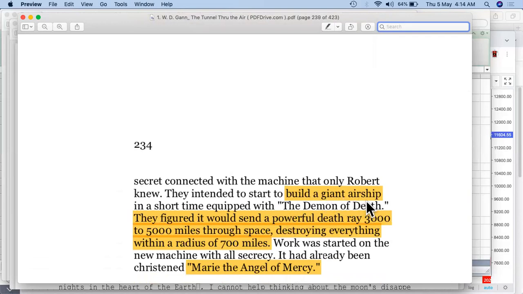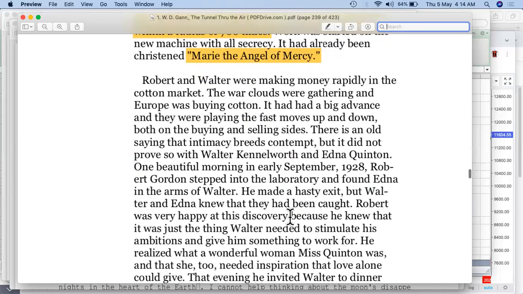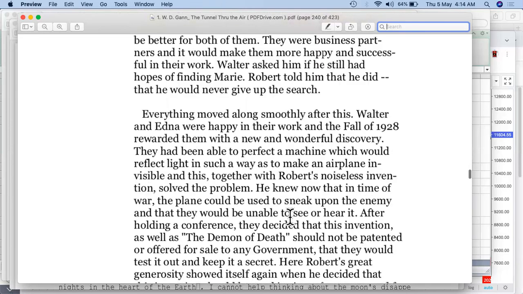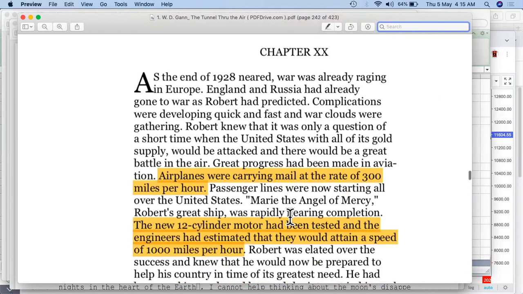He built a giant airship. This giant airship was called Mary, the Angel of Mercy. They figured it out: it would send a powerful death ray 3,000 to 5,000 miles through space, destroying everything within a radius of 700 miles. So this was being kept over there. So these were some of the discoveries that he made.